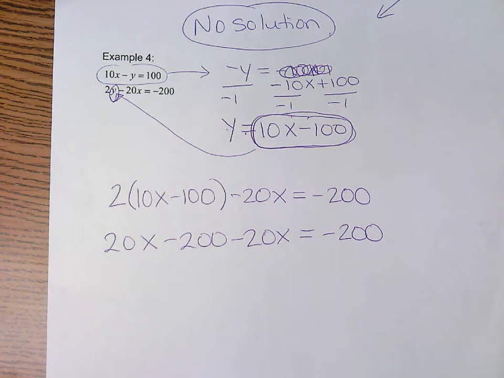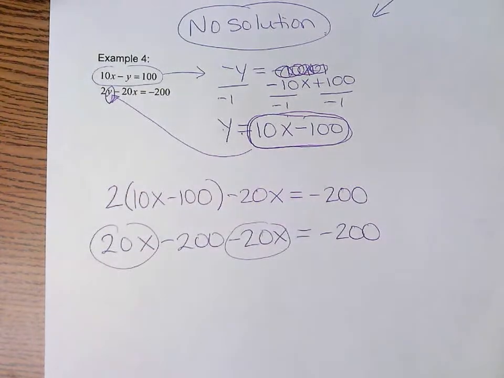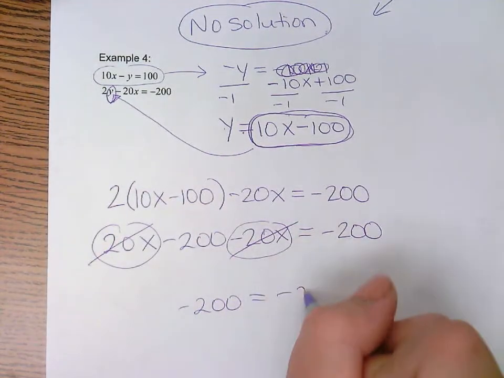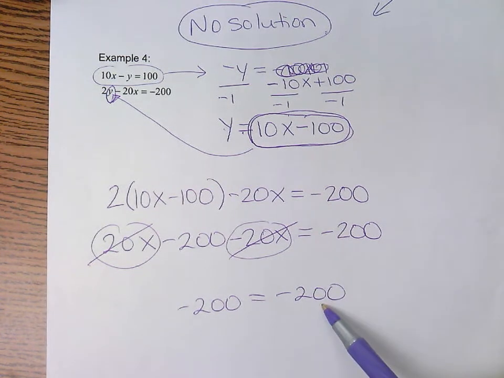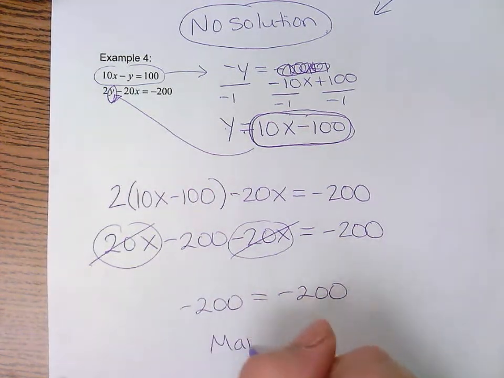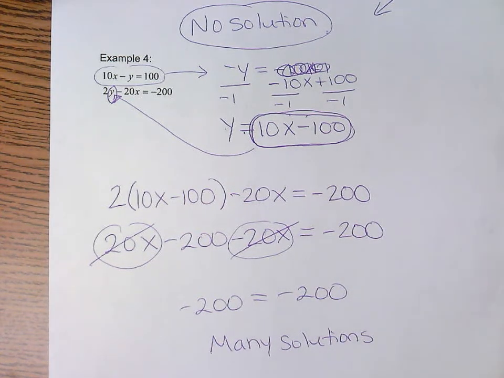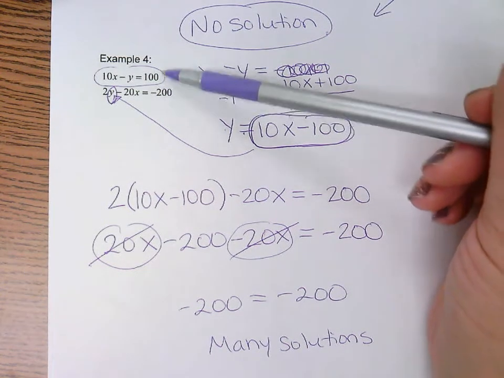Something similar happens to last time. When I add my like terms together, they add up to 0. And I get that negative 200 equals negative 200. A constant is equal to another constant, which is true. So if you get a true statement and all your x's are gone, what that means is there are many solutions. All the points that lie on this line will also lie on this line because they are the same line.